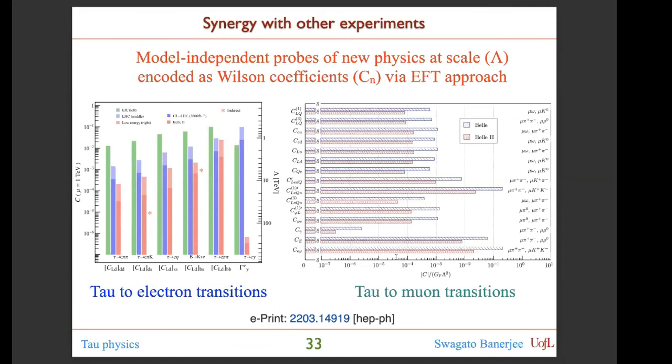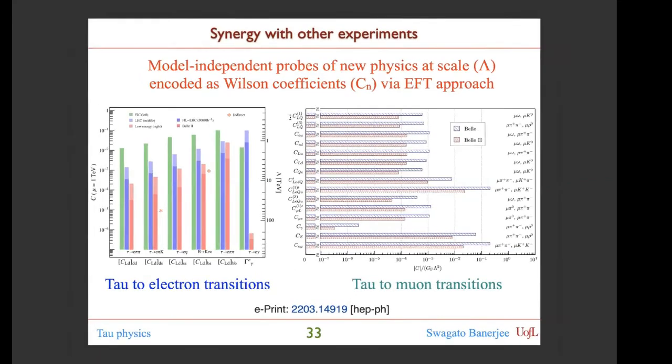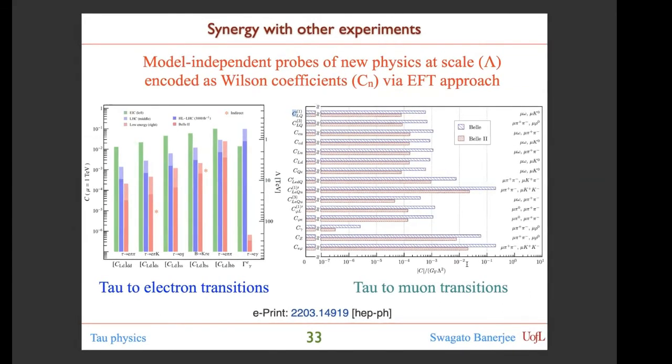The Belle and the Belle II limits are also compared for the tau to mu transitions on the right of the diagram. And here we can compare from the different final states and the different Wilson coefficients. And we can see that we can reach sensitivity of the order of PeV in the scale of new physics from these searches.